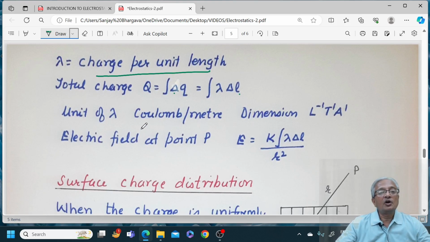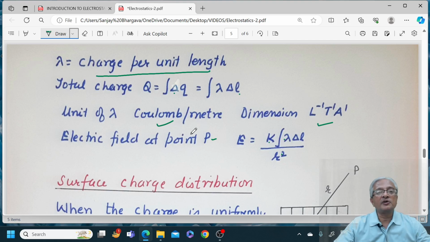What is the unit of line charge density? Coulomb per meter is the line charge density. What would be the dimension? L to the power minus 1, T to the power 1, ampere to the power 1. And what would be the electric field? It would be given by K times the total charge upon R square.